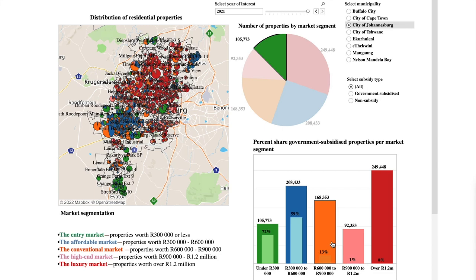And the graph here at the bottom right hand of the dashboard is basically a demonstration of the properties and how many within those different market segments are government subsidized properties. So in the entry market segment, that's where you get the bulk of the government subsidized properties, and that's 72%. And as you go further up the market, the number of government subsidized properties actually declines. So in the luxury market and the high-end market, you get little to no government subsidized properties at all.